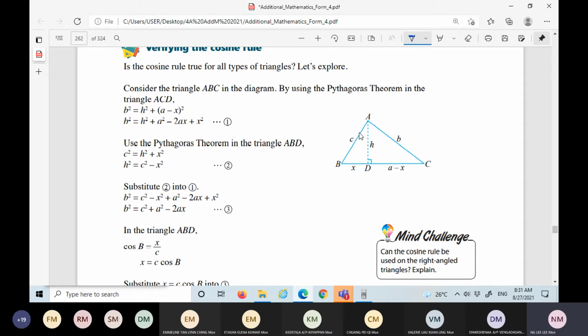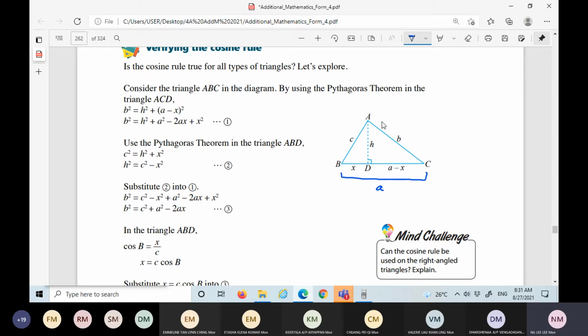Okay, so we start using the Pythagoras theorem in the triangle ACD. This is the bigger triangle. Why do we want to use the Pythagoras theorem? It is to relate the B, the H and the length here. So first of all, you label this length as B, this length as C, and this length as A. Then this one, you put as X. Therefore, the remaining one will be A minus X.